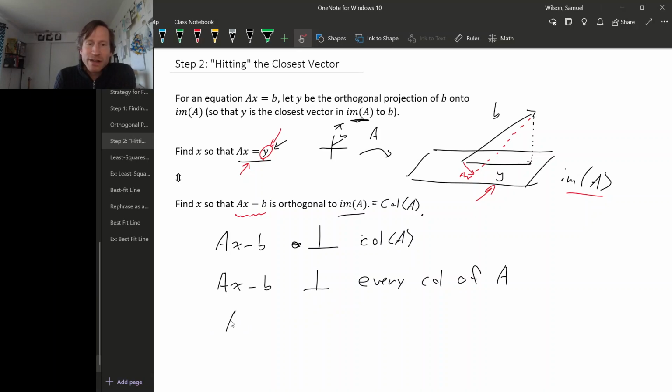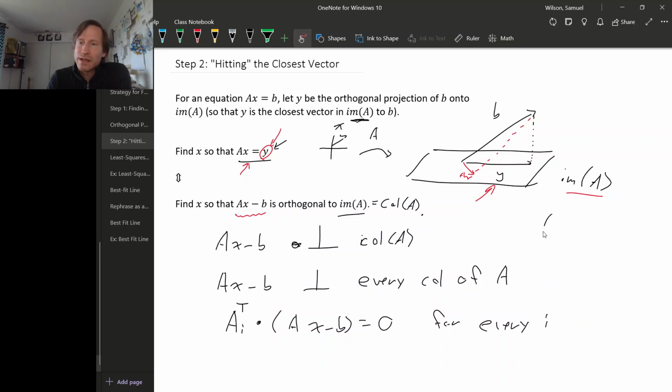Well, you check that the dot product is zero. So we want a_i dotted with Ax minus b. We want this to be 0 for every i. And I guess, sorry, I need a transpose here, right? Because we usually write A as its columns. So its columns are a_1 through a_n, I guess.